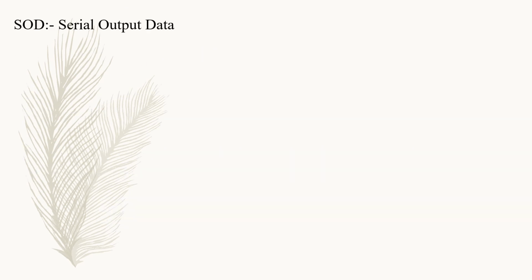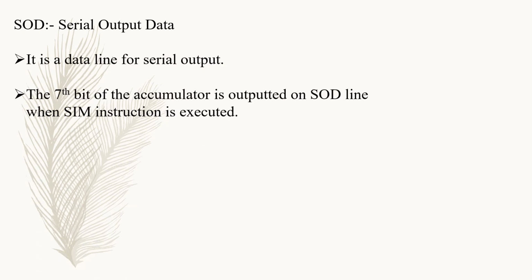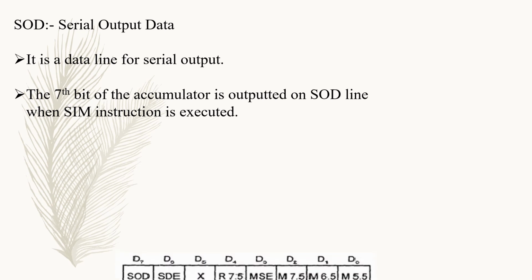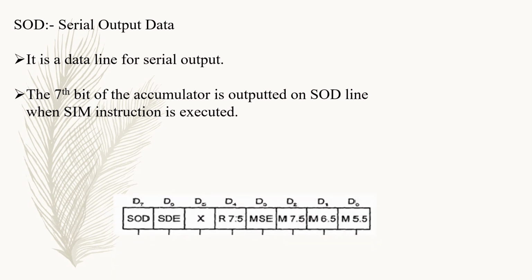Next comes the serial output data. When there is an input, we require an output. It is the data line for serial output. The seventh bit of the accumulator is outputted on the SOD line when the SIM instruction is executed. So this is the pattern of the SIM instruction. This 8-bit pattern will be formed in the accumulator, and we are going to activate the seventh bit of the accumulator.